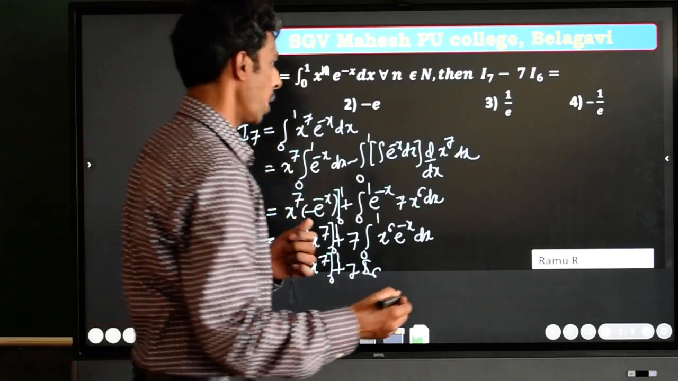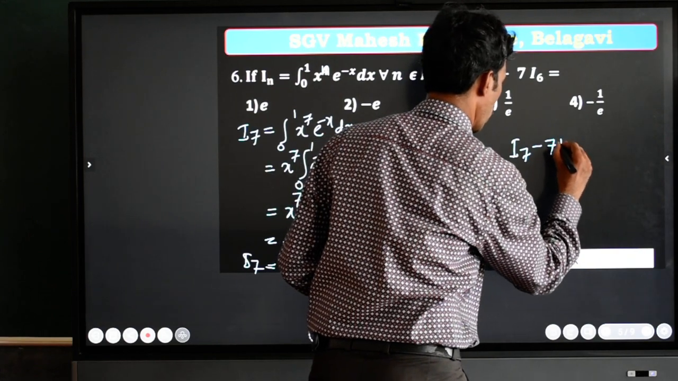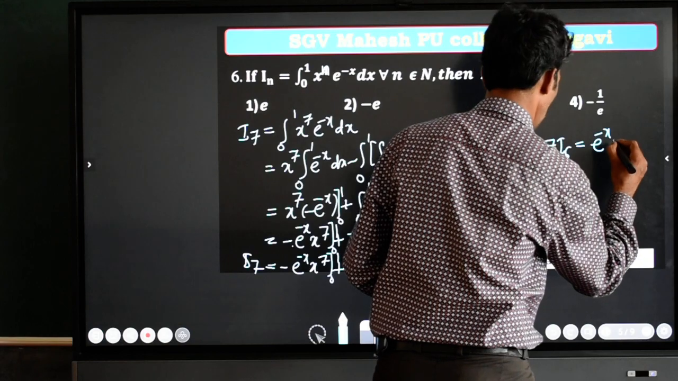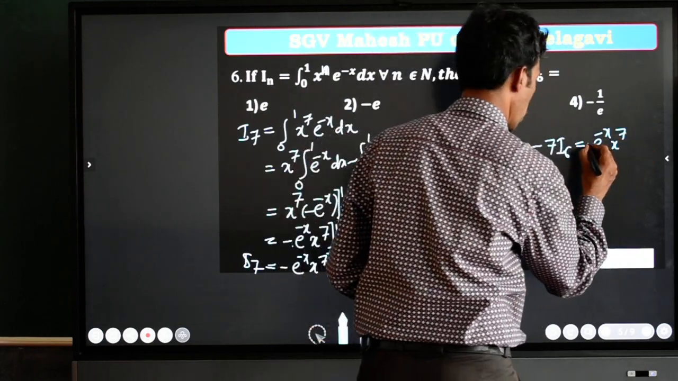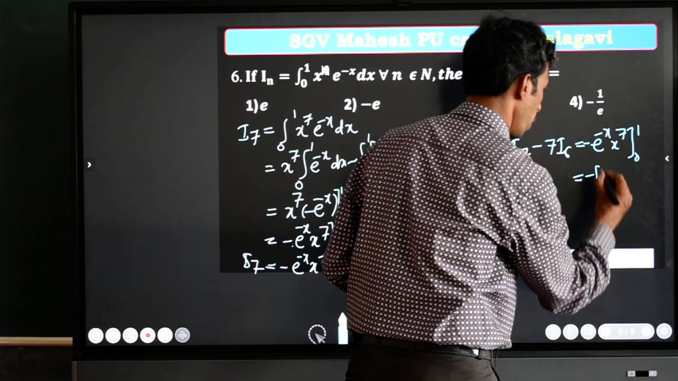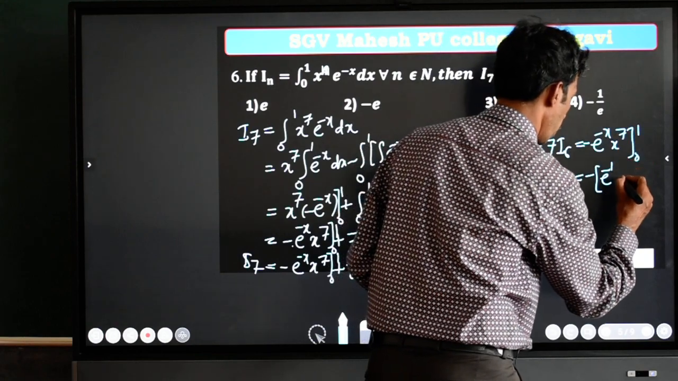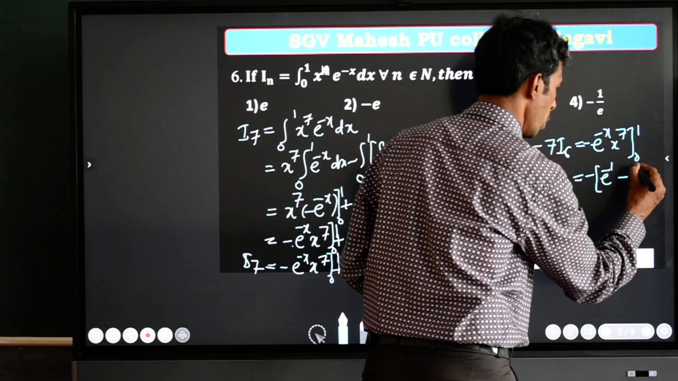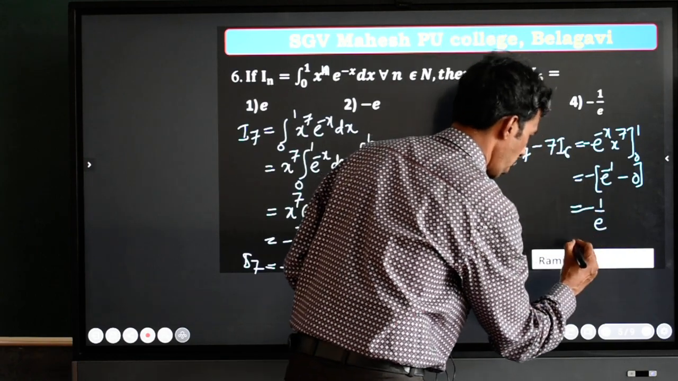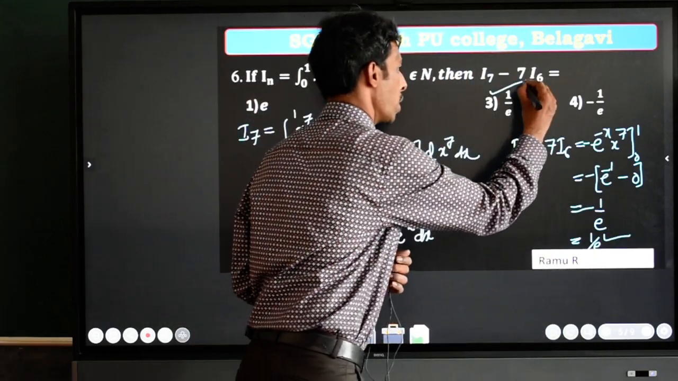This I6 you take to the left hand side. So, I7 minus 7 I6 is equal to e to the power minus x into x to the power 7, with limits 0 to 1. After applying the limits 0 to 1, we get minus e to the power minus 1 to the power 7, which is 1. Next, minus 0 into some terms will be 0 only. So this is equal to minus e to the power minus 1, and after taking it to the denominator side it will be 1 by e. Therefore, 1 divided by e is the answer to this question. Among all 4 options, the third one is the correct answer.